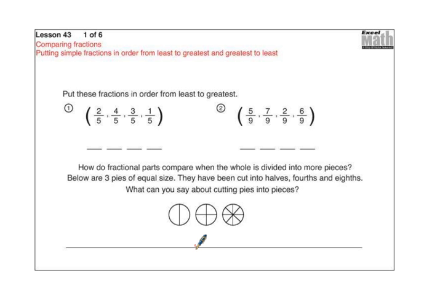Fifth grade Excel, lesson number 43. We're going to be looking at comparing fractions and then putting simple fractions in order from least to greatest and greatest to least. Put these fractions in order from least to greatest.